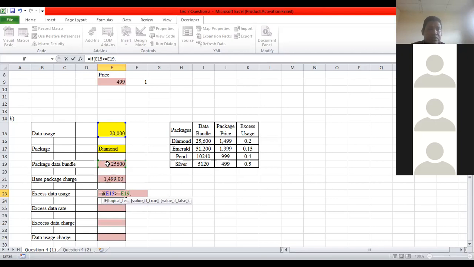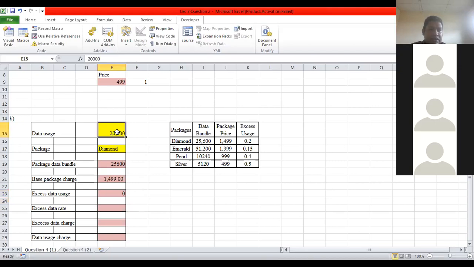If so, what you would ask to do is deduct the package data bundle from the data usage. In the sense, you take the data usage minus the package data bundle. If so, that is what you need to do. Otherwise, it has to be zero. That's it. Now, if you tried that, yeah.